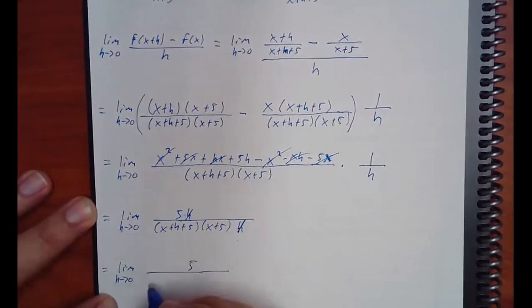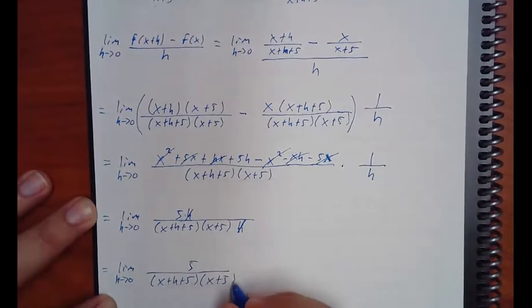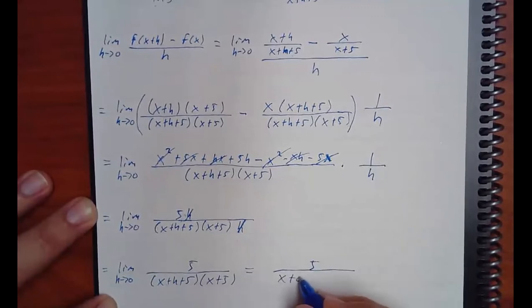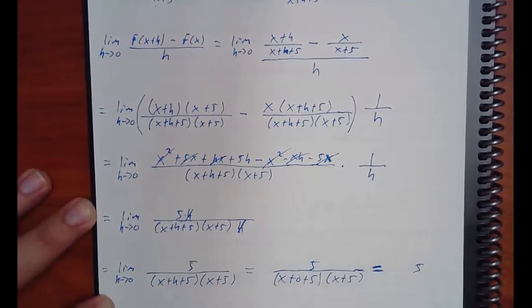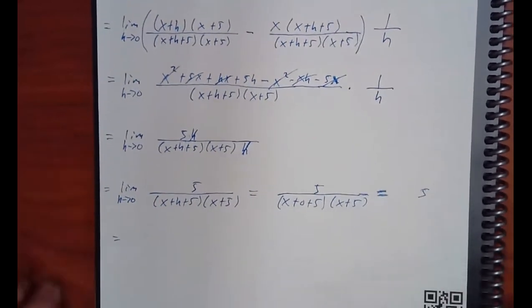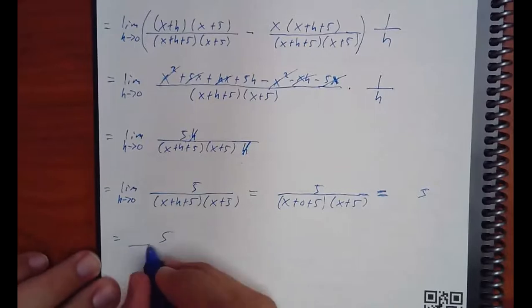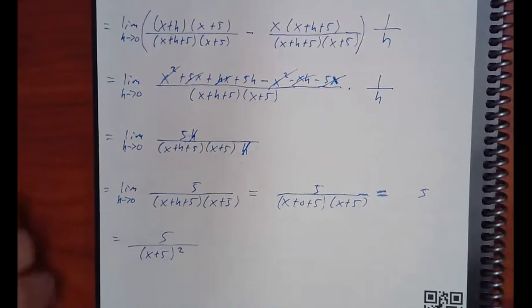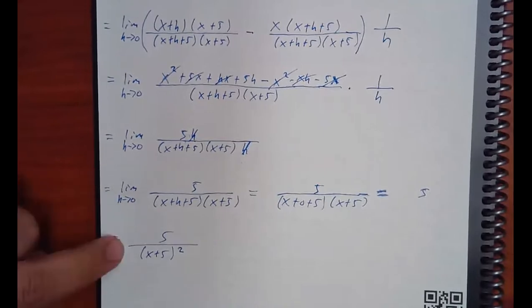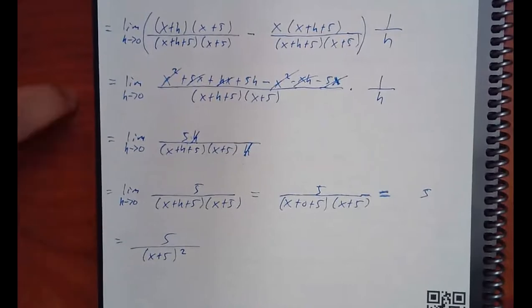So right here, we'll take the limit. Once you take the limit, you no longer write the limit notation. So we're going to have 5 over x plus 0 plus 5, x plus 5, which gets us to 5 over x plus 5 squared. So if you would have done the quotient rule, you would have gone straight to here. But you'll have one question where you have to do the limit rule.